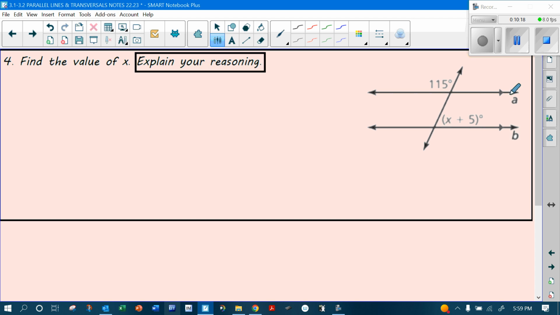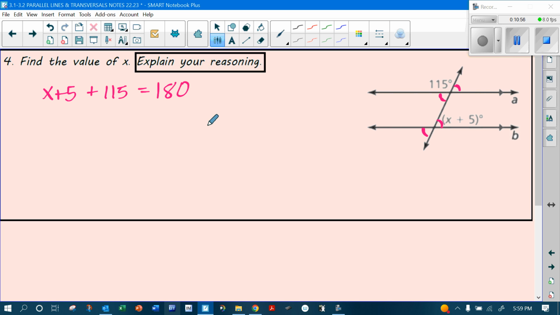So first of all, I'm going to go through and I see that I have two parallel lines and a transversal. So I know this angle right here and this angle right here are equal. This one is going to be equal to this one up here because these two are corresponding. And this one right here is equal because these two are alternate interior. So that means that since this angle is not equal, it's automatically supplementary. So I'm going to go x plus 5 plus 115, part plus part equals 180.